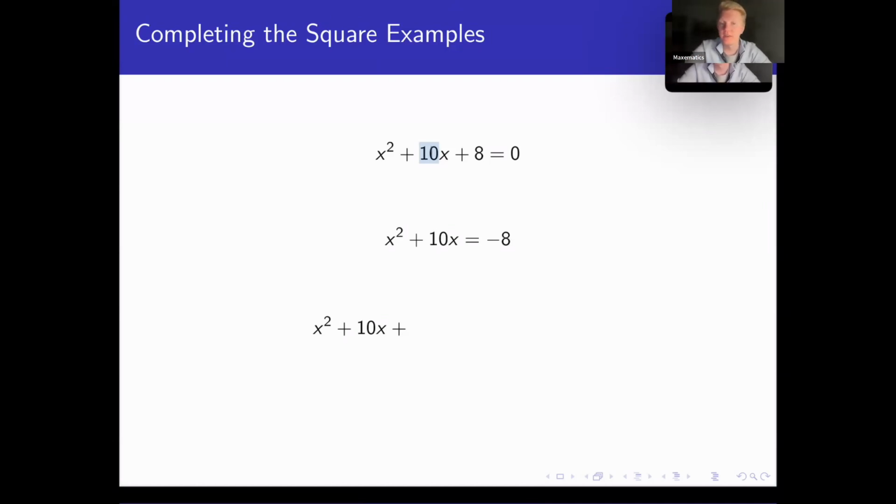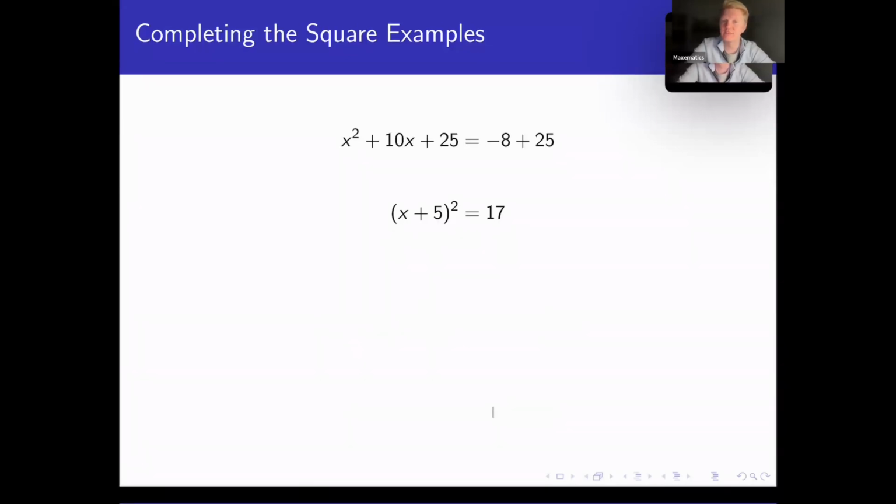Well, 10 over 2 squared, but we're not adding it to just one side, we're adding it to both sides. If we add it to both sides, we don't change anything. Okay, well, we can simplify this. 10 over 2 is 5. 5 squared is 25. Negative 8 plus 25 is positive 17.